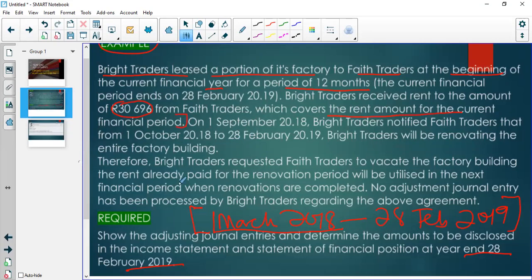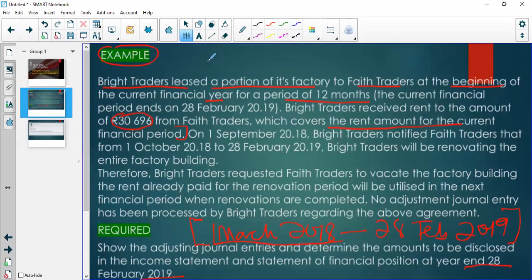So what we've been told so far is that 30,696 covers 12 months. Therefore, the rent per month is going to be equal to 30,696 divided by 12. So the rent per month is 2,558. So that's our story so far, and they paid for 12 months from the beginning.